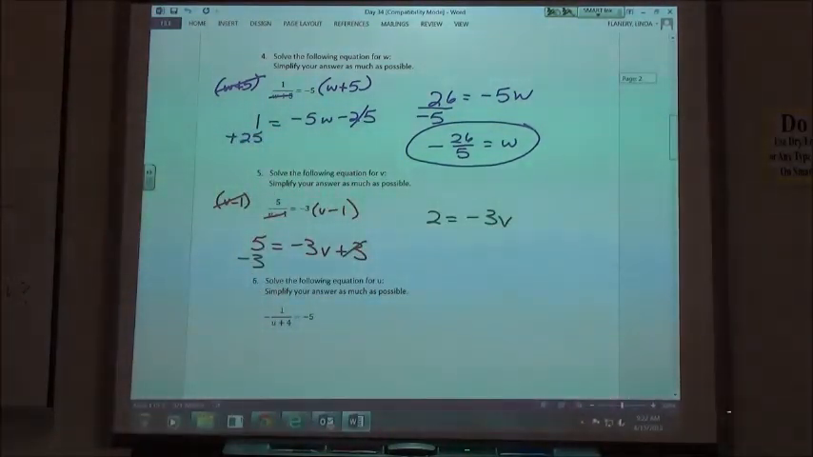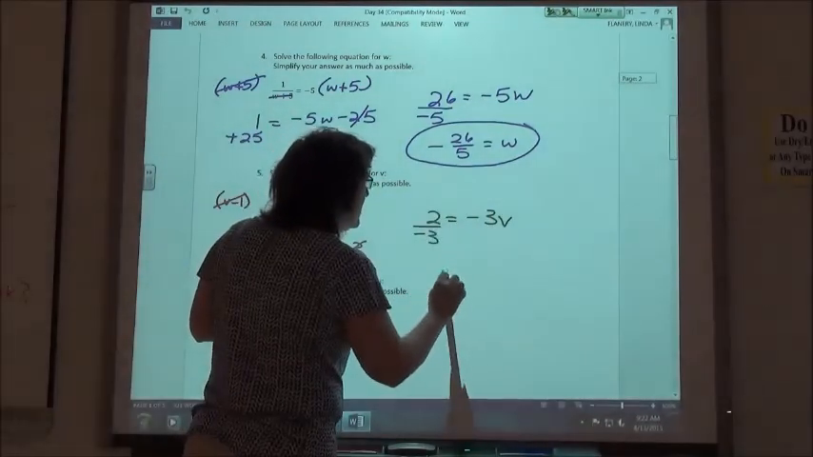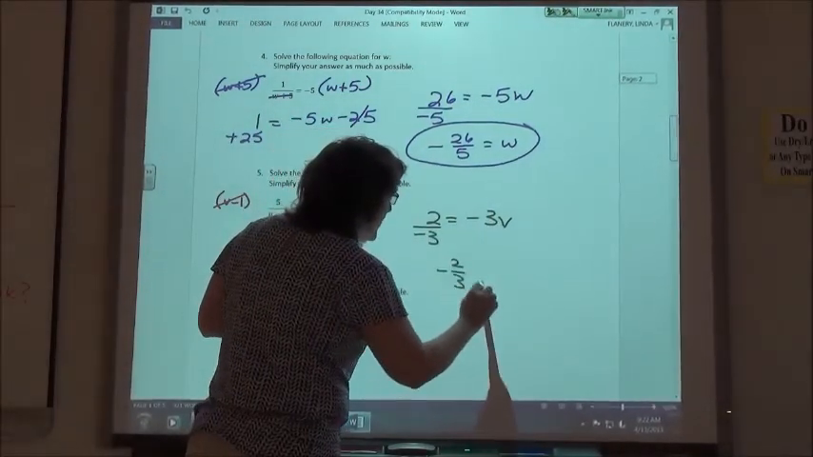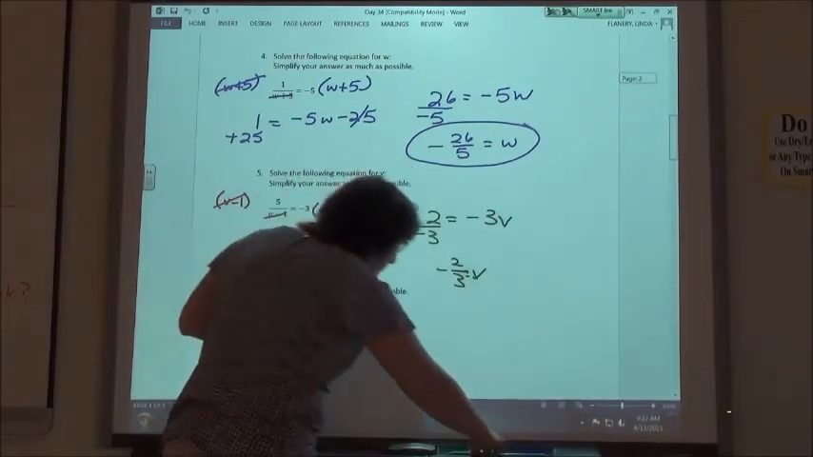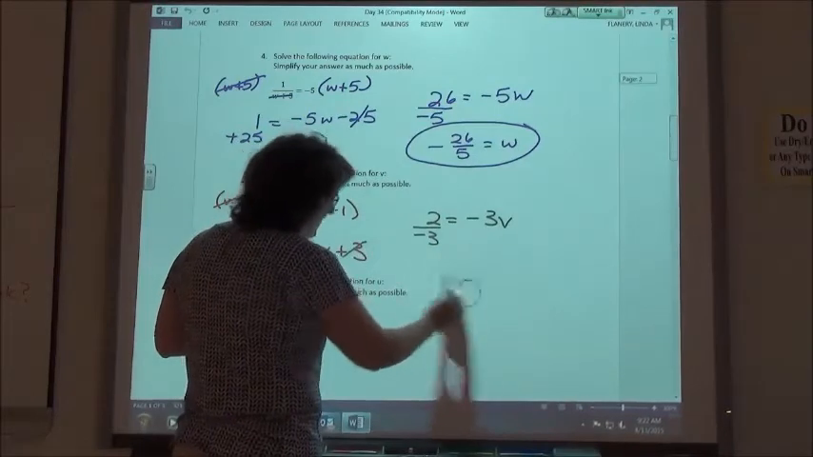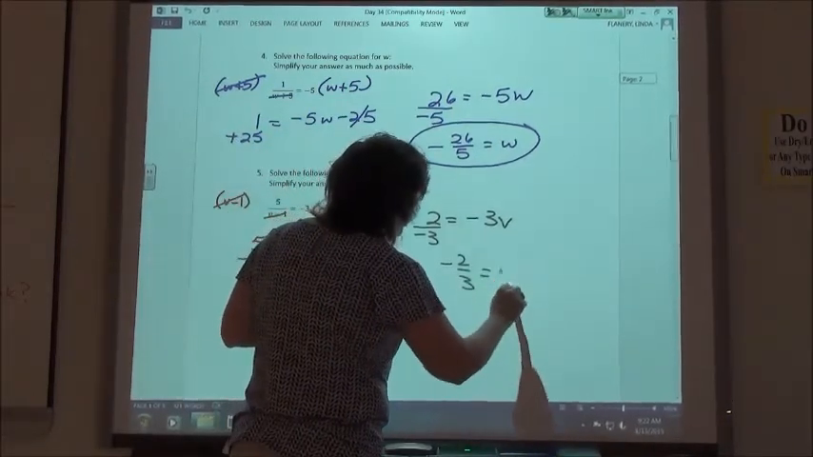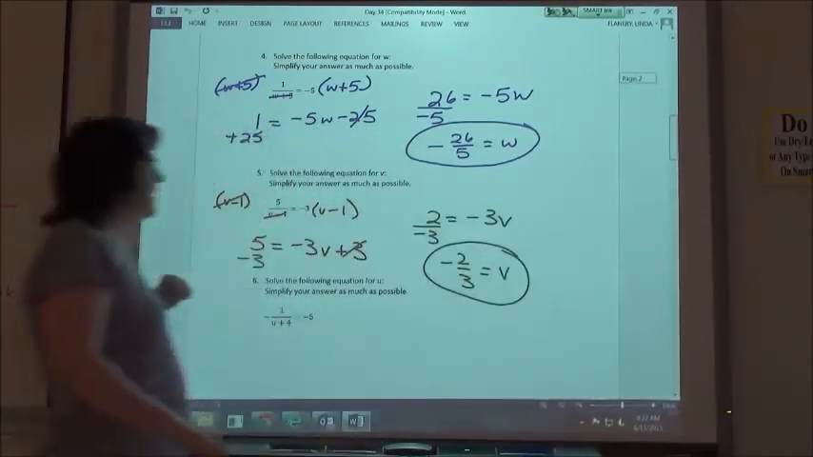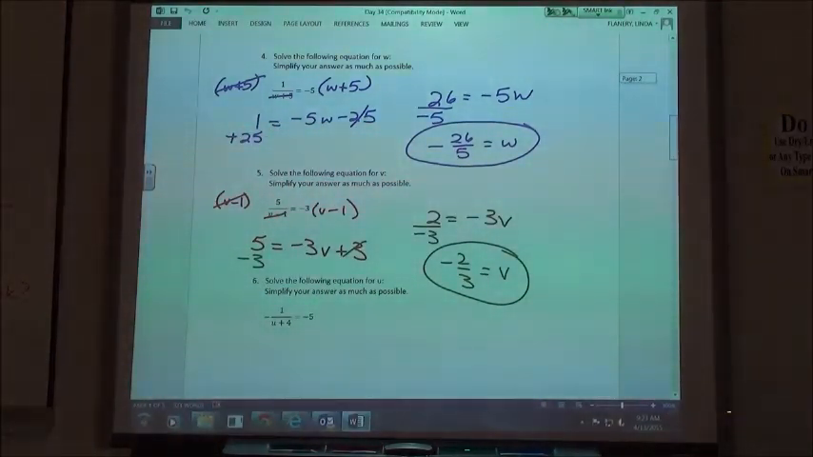And last step, divide by negative 3. So negative 2/3. Negative 2/3 equals v. Didn't leave enough space for my equal sign. So negative 2/3 is equal to v.